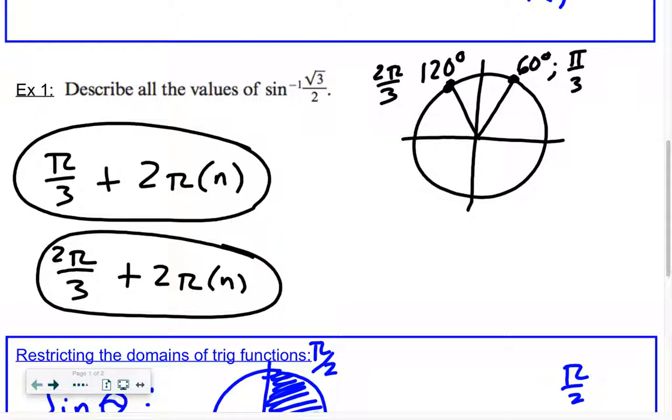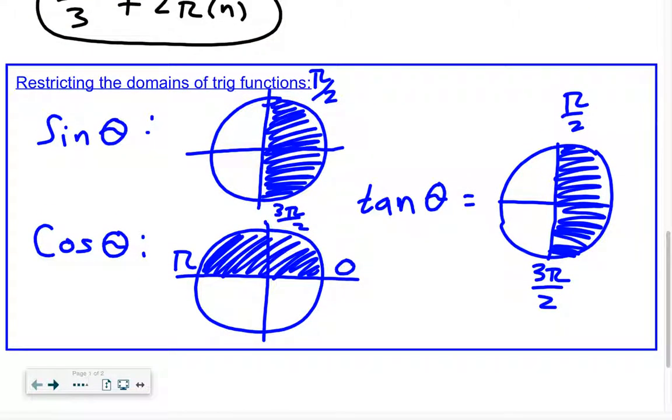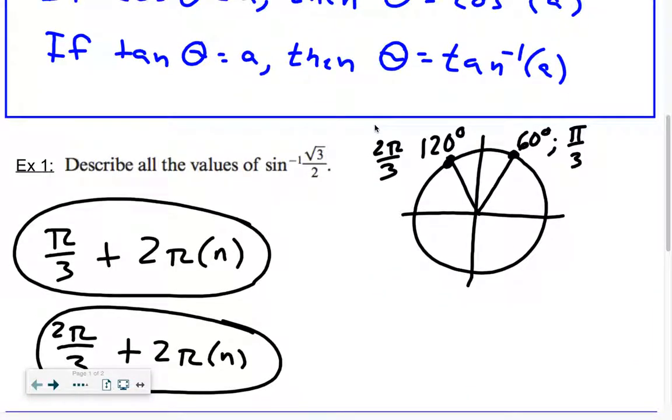Okay. Notice, again, we had 2 answers to begin with. But again, your calculator is programmed to give you the answer that falls within the restricted area. Notice we did sine, so it's only going to give you the answer that occurs here on the right half of the unit circle. Therefore, just the 60. It ignored the 120. Make sense?